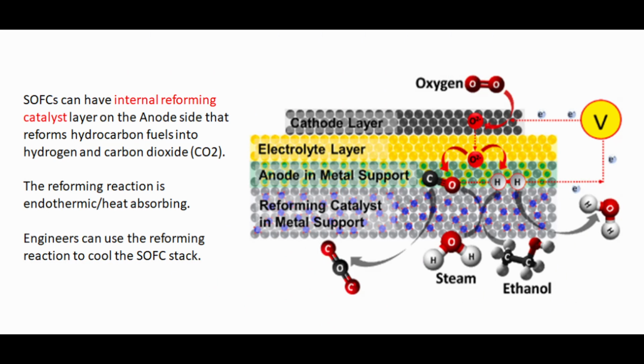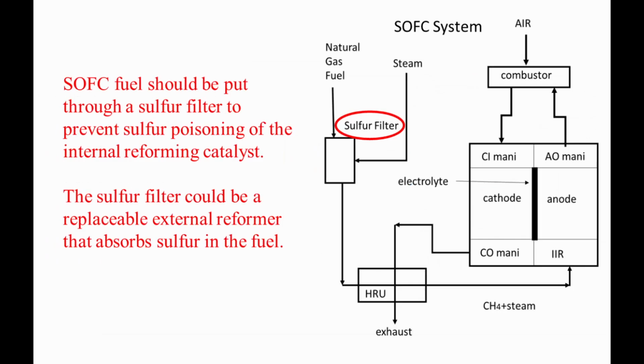Like other high-temperature fuel cells, SOFCs can be built with internal reformers that reform methane and steam directly into hydrogen. Engineers can take advantage of the endothermic reformer reaction to cool the SOFC fuel cell stack rather than having to pump in coolant from an external source. SOFC catalysts are subject to sulfur poisoning. Sulfur filters must be put in line with uncertain fuel sources.